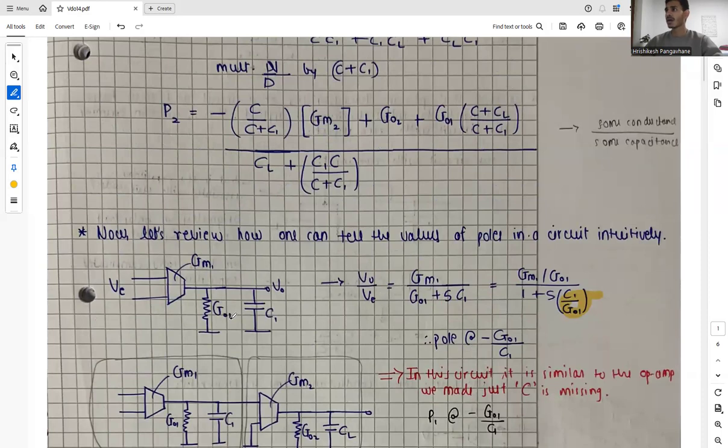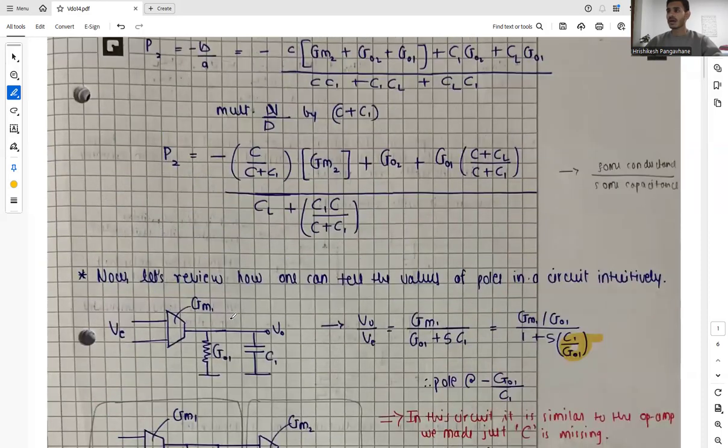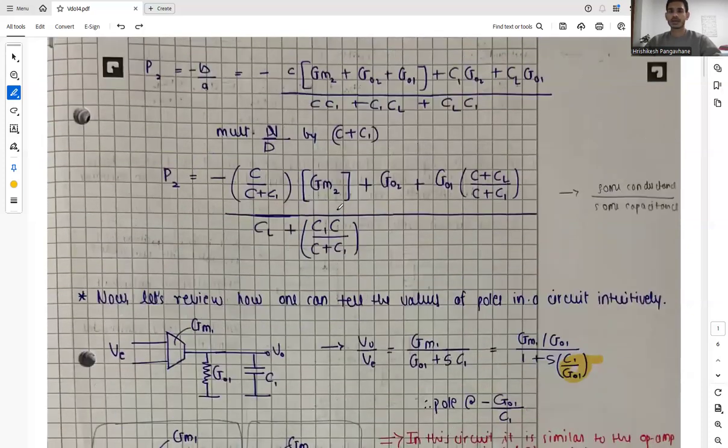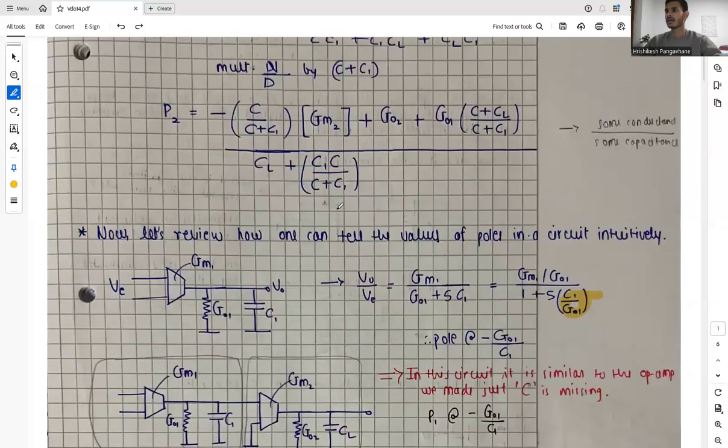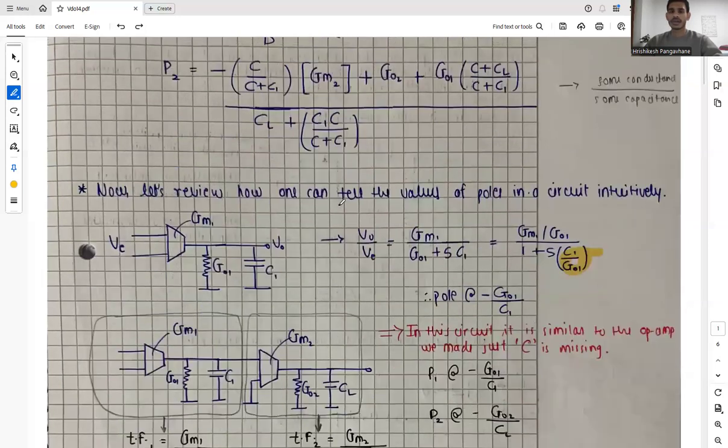And until now, we talked about the locations of the poles in terms of frequencies, and we derived the equations for the location of our poles for our system, which was something like some conductance in the numerator divided by some capacitance in the denominator. And we talked about how it came. And now, when it comes to developing the intuitions, let's review how one can tell the values of poles in a circuit intuitively.